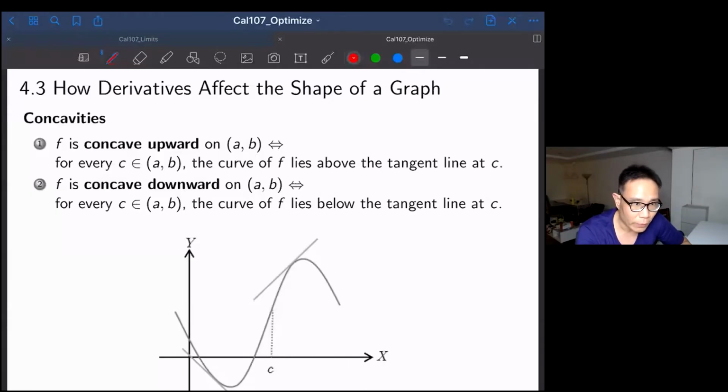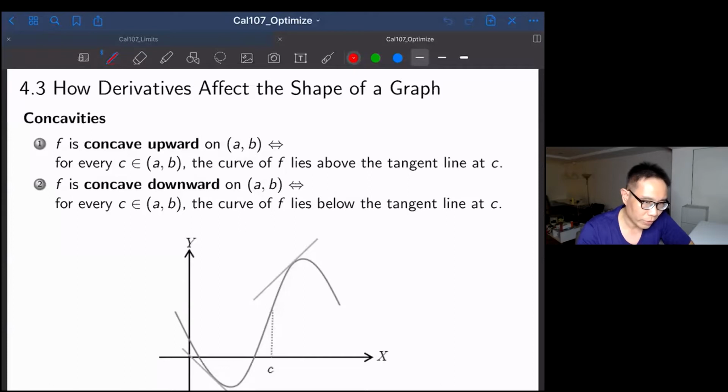In this lecture, we're going to cover concavities, and this concavity will be used in order to determine the shape of the graph that we're going to sketch in the following videos. The first one that we're going to study is concavity upward and concavity downward. Concavity upward means that the curve lies above the tangent line.